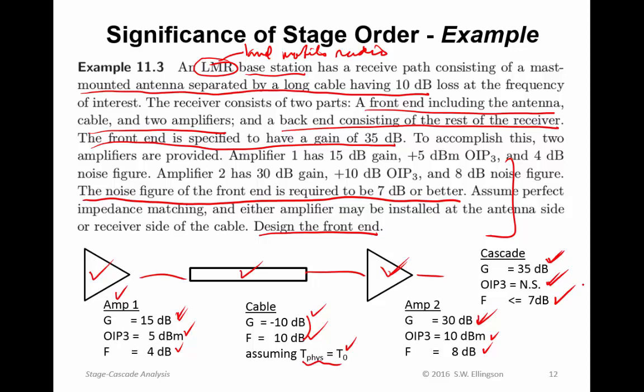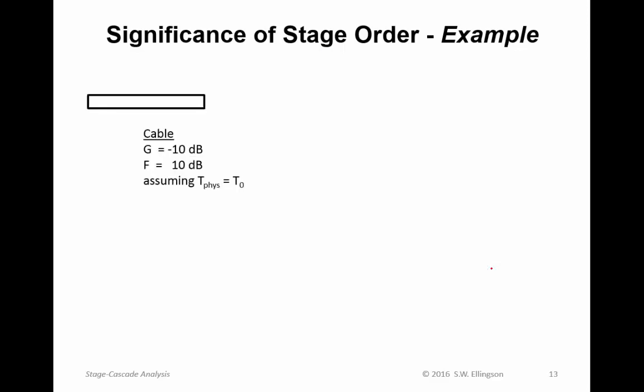So the problem here is to find the arrangement of these 3 stages that gives me a noise figure less than 7 dB, and then perhaps I want to consider also the output third order intercept point, even though that hasn't been specified. Well, I can start with the cable. If I put the cable first, I'm obviously not going to meet the noise figure requirement because the noise figure of the cable is 10 dB and the spec is 7 dB for the system. So if I put the cable first, that's an automatic fail. So that's obviously not a solution.